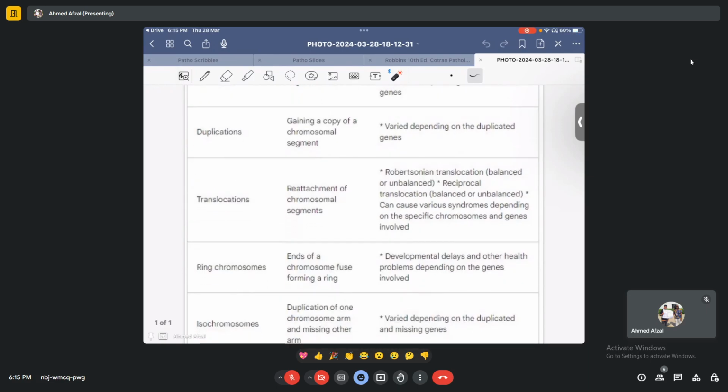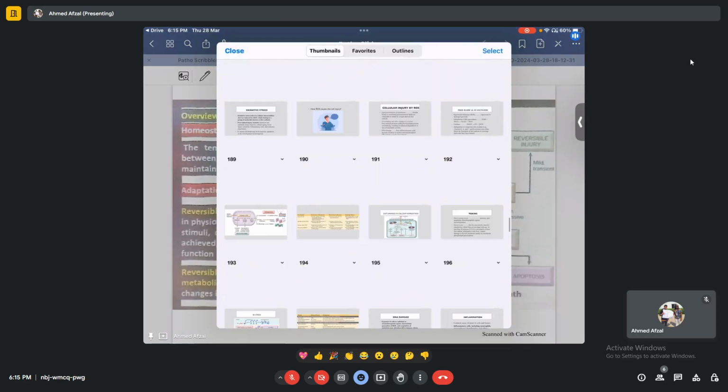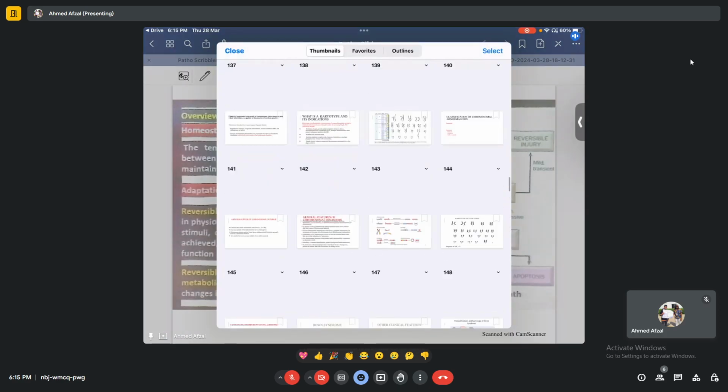Okay. Then we have translocations, which is the reattachment of chromosomal segments. And this basically can be either balanced or unbalanced. So, what would be a balanced translocation? Where the exchange is even. Awesome. So, I'll show you that picture which was in the slides.